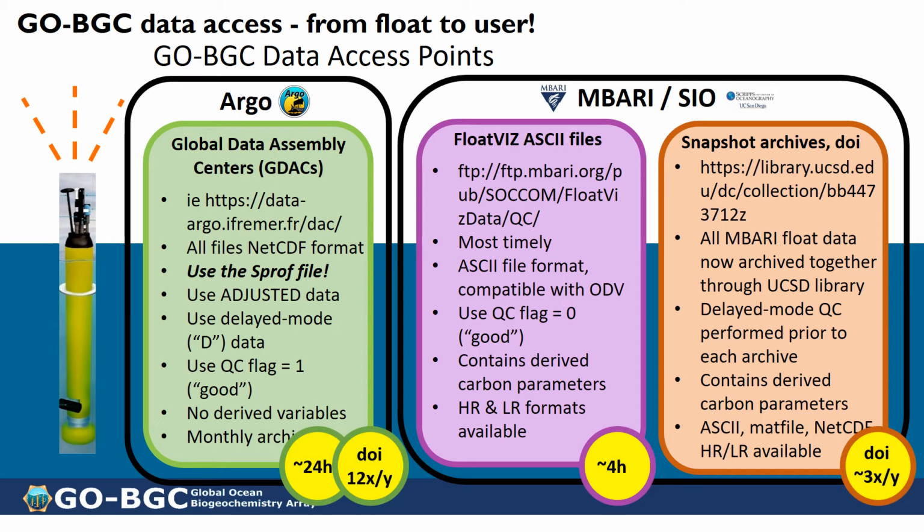I've added the timeliness of the different file types here just to exemplify some of the differences between the different file access points. There's trade-offs among the different access points, but really if you're not interested in the derived carbon parameters, the Argo data system is going to be your most comprehensive access point.